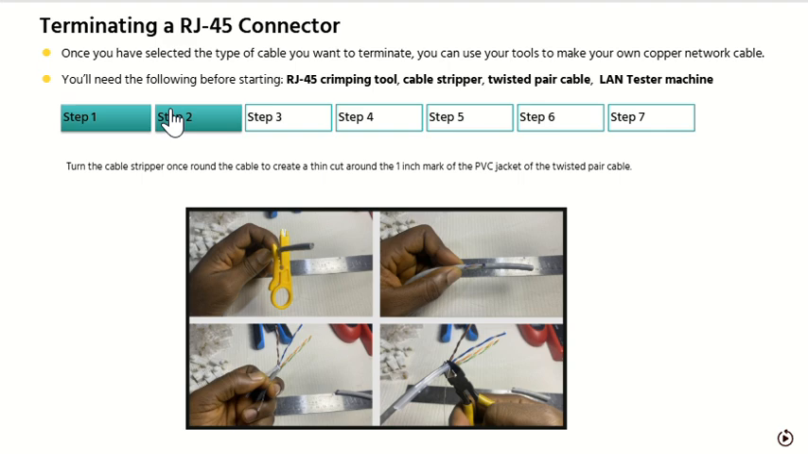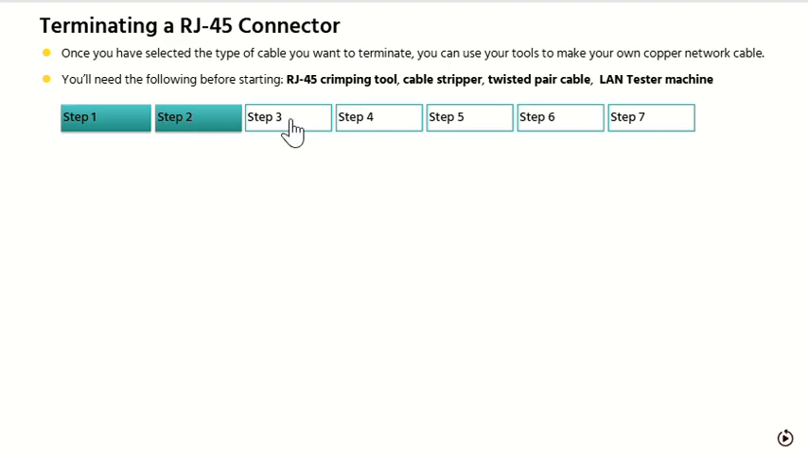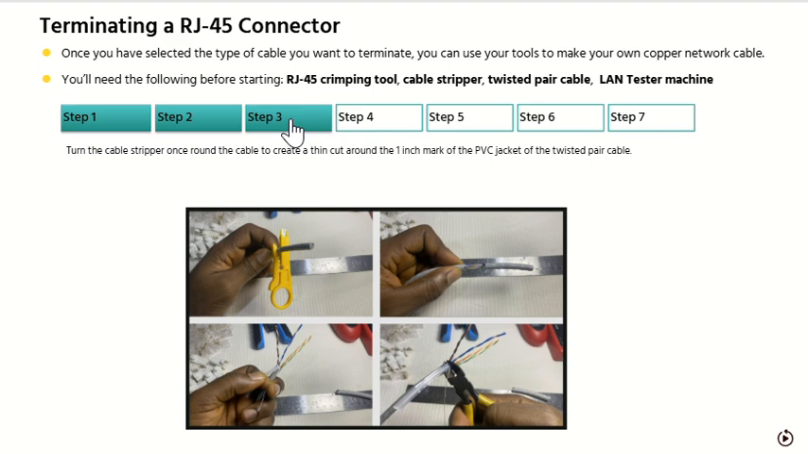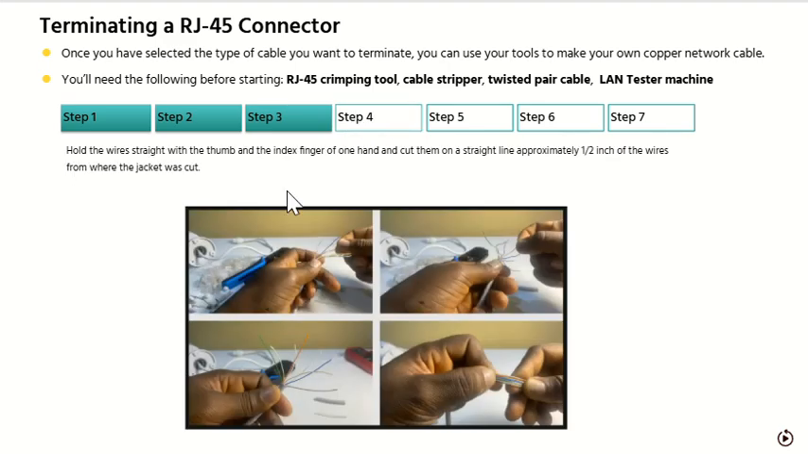Select the next option. Pull the cut PVC jacket outwards from the point at which the cut is made. You should now be left with the twisted pairs protruding just above where the cut was made. Then untwist the 8 wires, straighten them, and arrange them as per T568A or T568B standard. Hold the wires straight with one hand's thumb and index finger. Approximately half an inch of the wires from where the jacket was cut, cut on a straight line across, using the cutting blade and blade surface of the crimping tool.